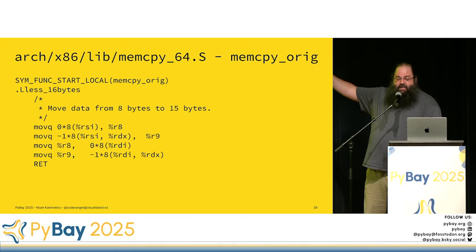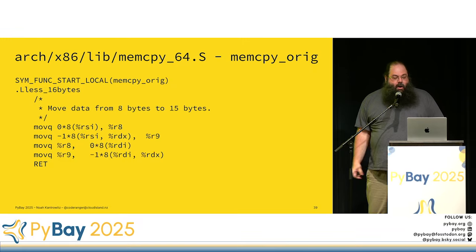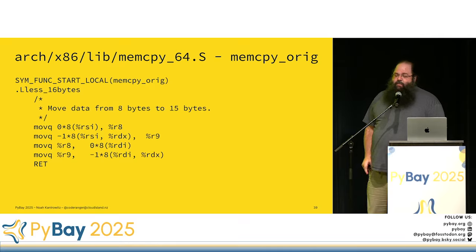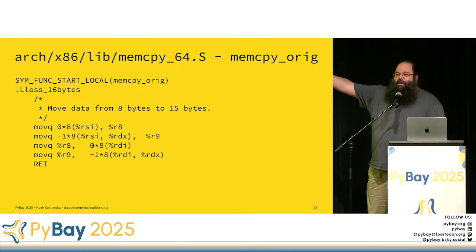So it's going to end up in this section of the kernel's memcpy for x86-64. This is for copying anything between 8 and 15 bytes. It uses 5 movq CPU instructions. This is the final destination for your hello world.